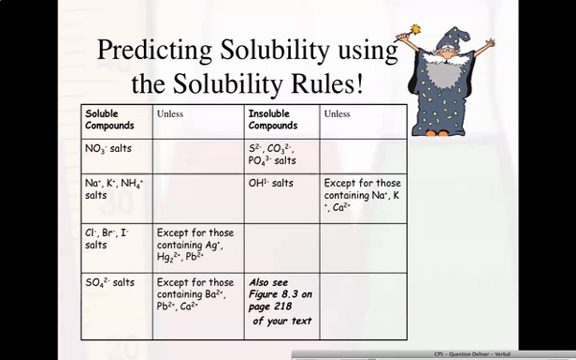Yeah, I see a lot of thumbs down. Yeah, all sulfide compounds are going to be insoluble. Good. And then the last one, he's going to pop up here. Calcium hydroxide. Soluble or insoluble?